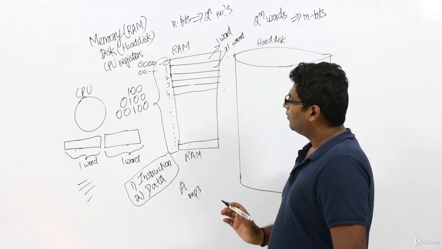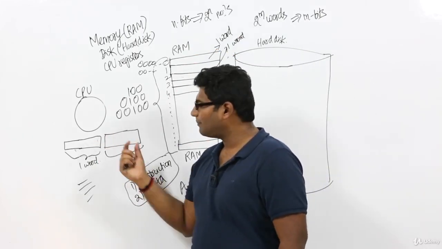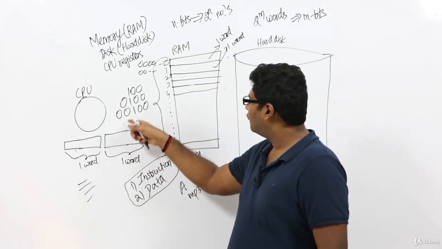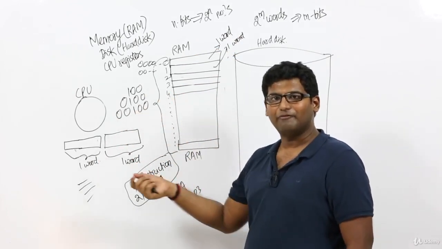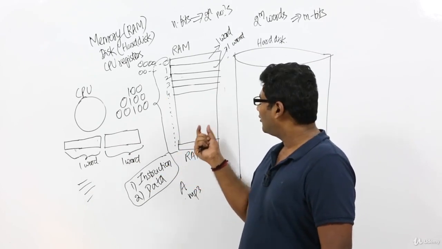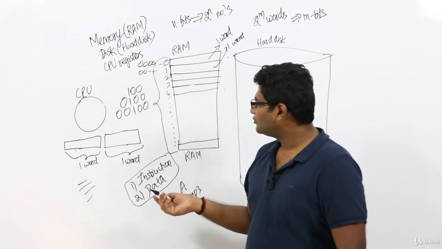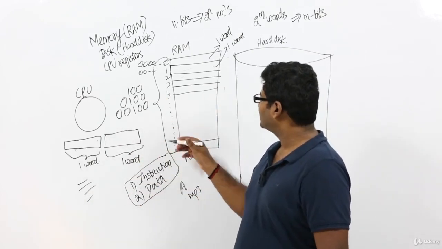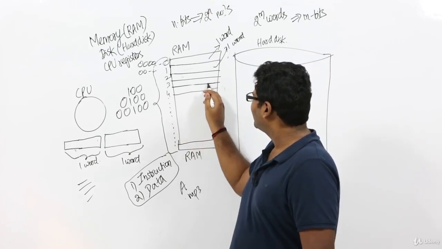Now, how will the CPU actually ask for a word from the RAM? It will ask for a word from the RAM using addresses. Using the address. For example, if the CPU needs this word.